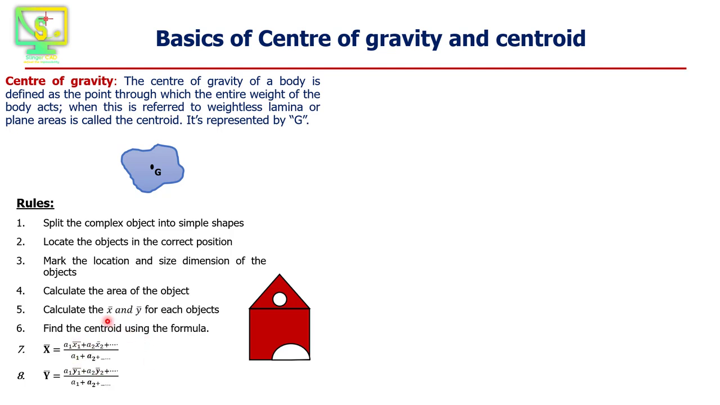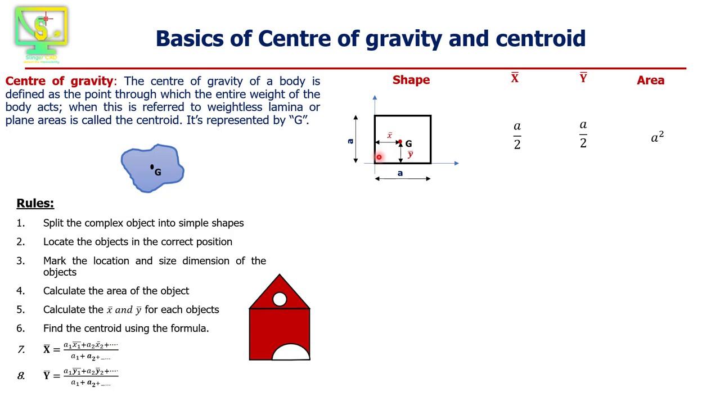Now let's see the calculation of X bar, Y bar and area for some simple shapes. Let's consider a square of side A: X bar is A by 2, Y bar is A by 2, area is A square. For a rectangle of length L and breadth B, X bar is L by 2, Y bar is B by 2, area is L into B.